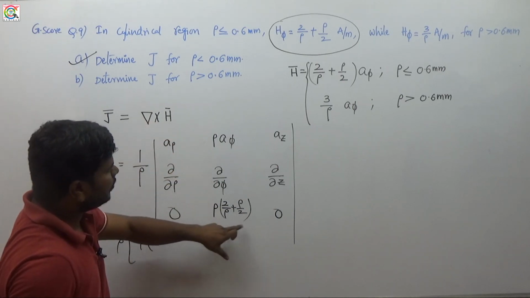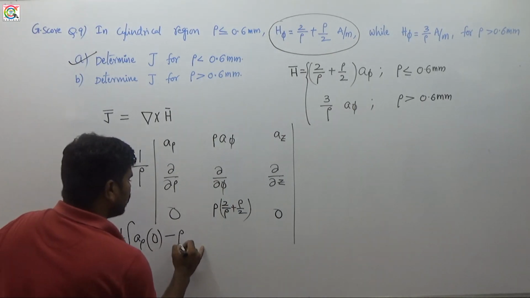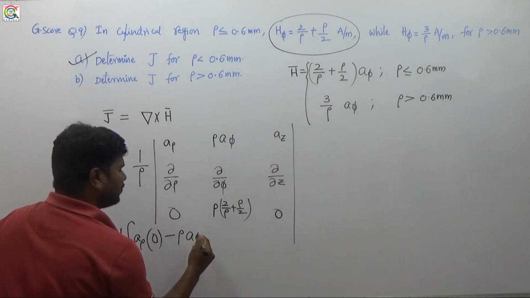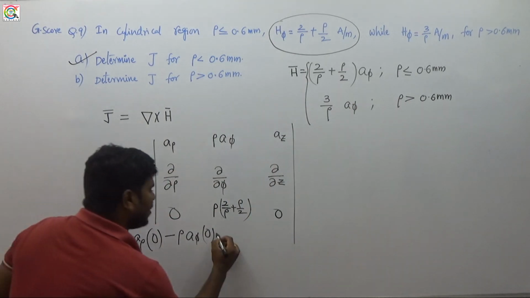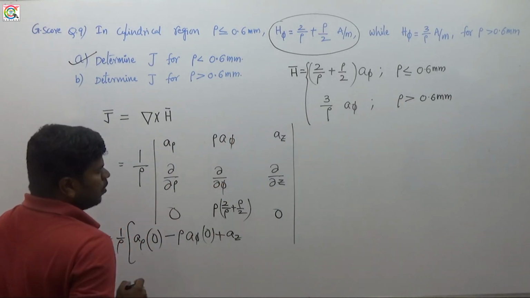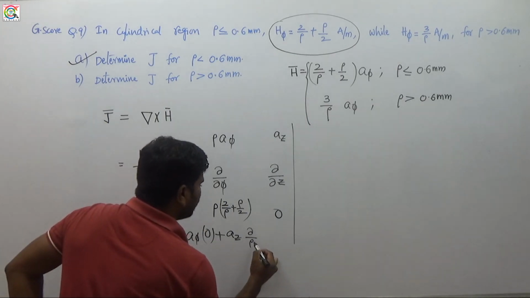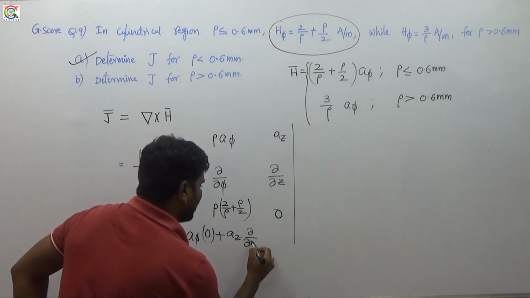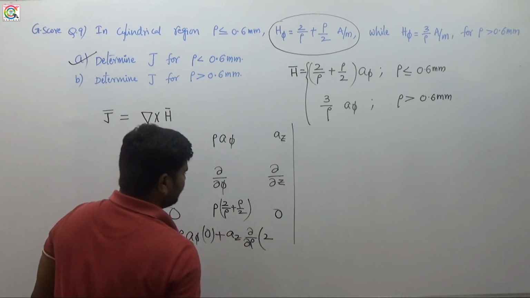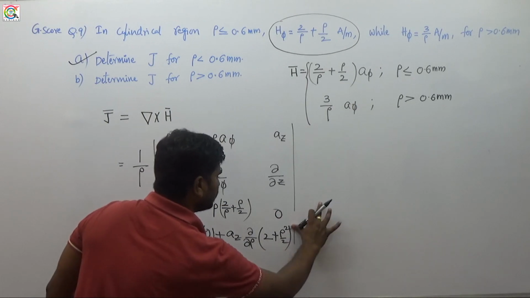Okay, dou by dou phi of 0, it is 0, dou by dou z, it is also 0, right? Minus rho into a phi into, okay, dou by dou rho of 0 and dou by dou z of 0 means it is also 0, right? Plus az into, okay, dou by dou rho of, so here rho will get cancelled, here you will get 2 plus this rho square by 2, this rho square by 2, right?